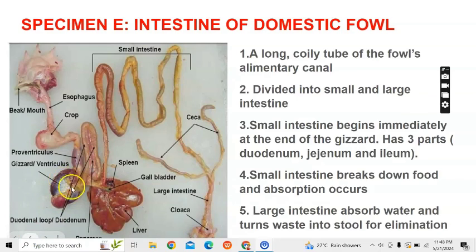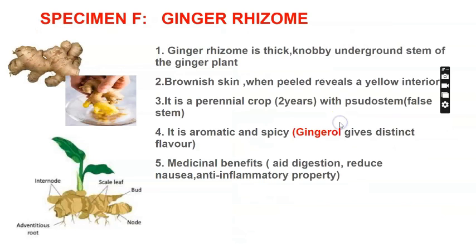So this is the gizzard over here that you are looking at. Immediately you can see this prominent place is the duodenum. And that is it about the small intestine. The small intestine breaks down and absorbs food using digestive enzymes, while at the large intestine, absorption of more water happens there, and waste or leftover food is then turned into stool, which will later be eliminated by the body. So that is it about the intestine of the domestic chicken.